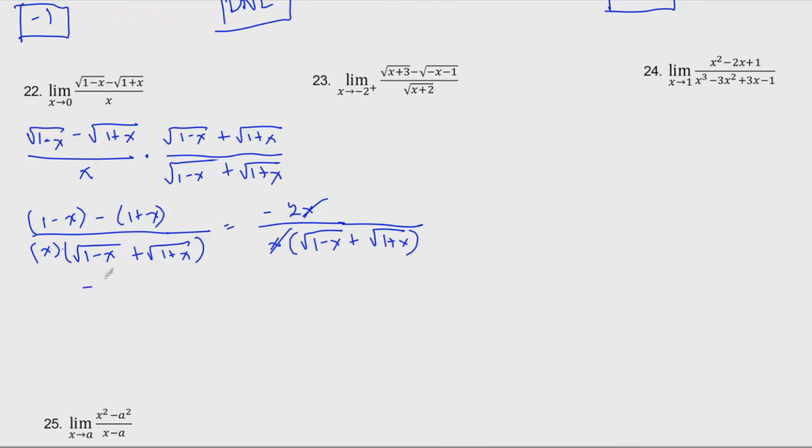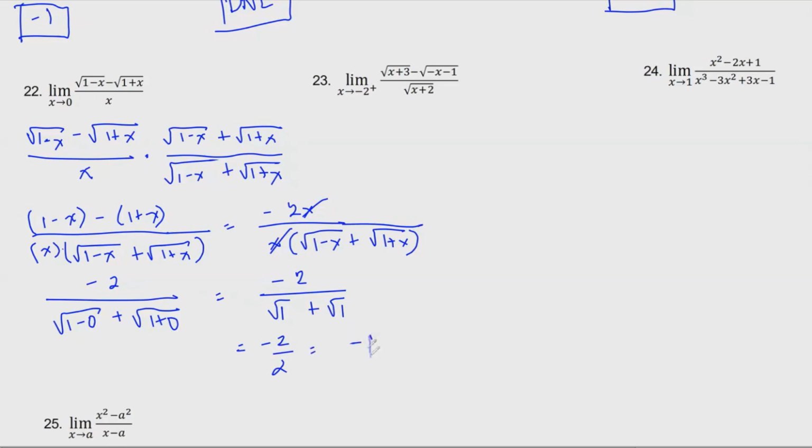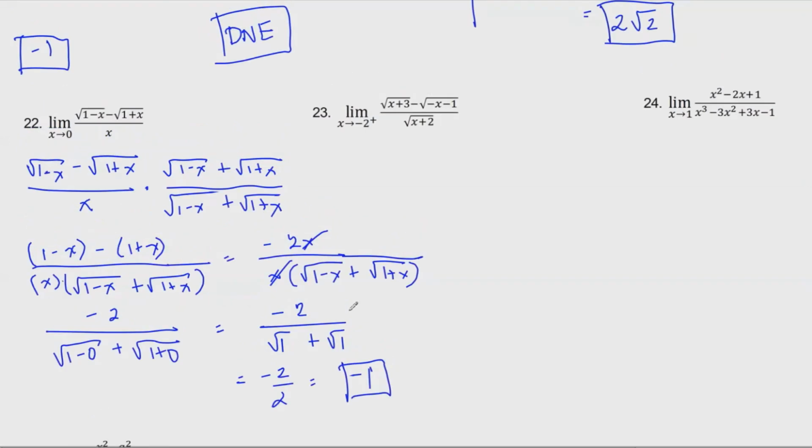And substituting 0 into that redefined equation, we're left with square root of 1 minus 0 plus square root of 1 plus 0. That is equal to negative 2 over square root of 1 plus square root of 1. And square root of 1 plus square root of 1 is simply 1 plus 1, which is equal to 2, so that is negative 2 over 2. And what will be left is negative 1. So that is our answer for x approaching 0.